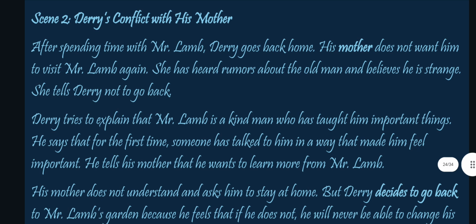Scene 2. Derry's conflict with his mother. After spending time with Mr. Lamb, Derry goes back home. His mother doesn't want him to visit Mr. Lamb again. She has heard rumors about the old man and believes that he is strange. She tells Derry not to go back.